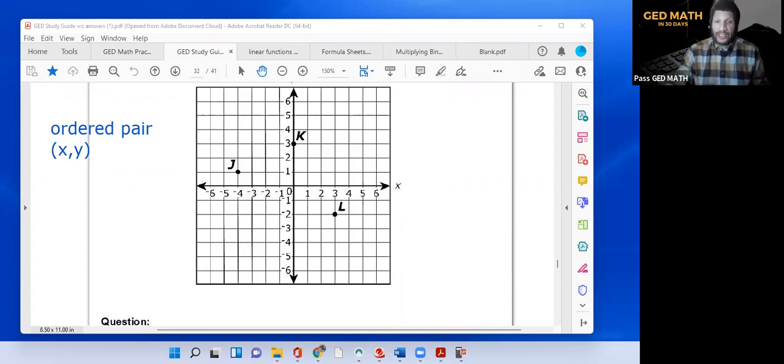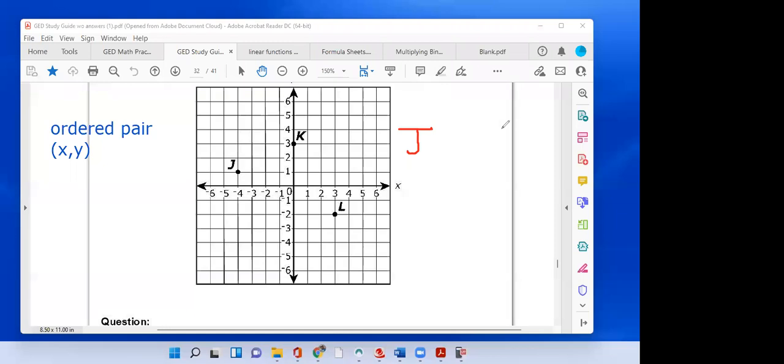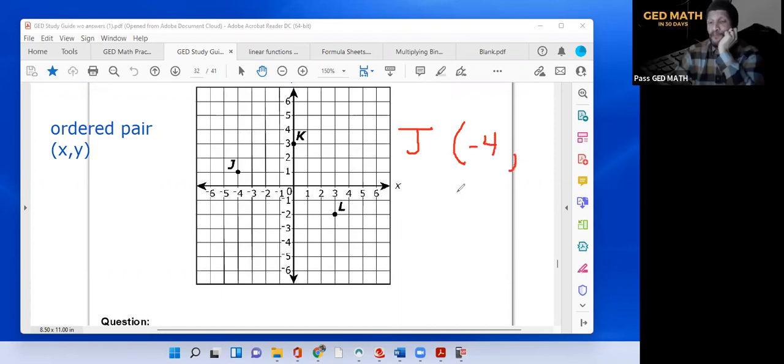Now let's look at point J. Can somebody tell me the ordered pair for point J? x before y, right? Would it be negative 4, comma 0? No.